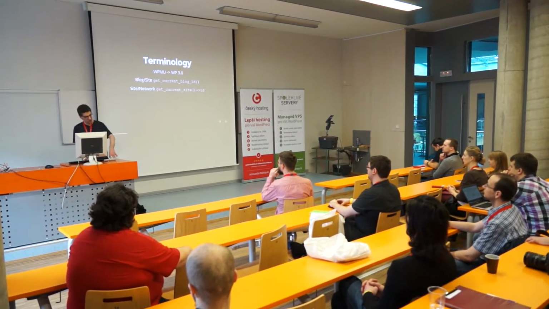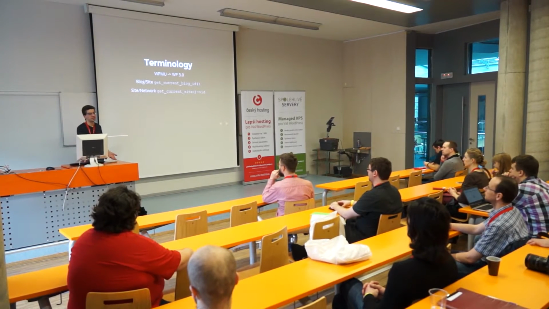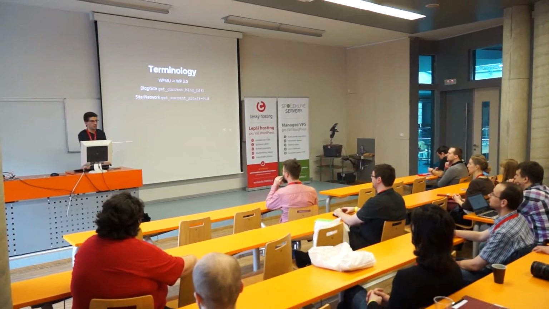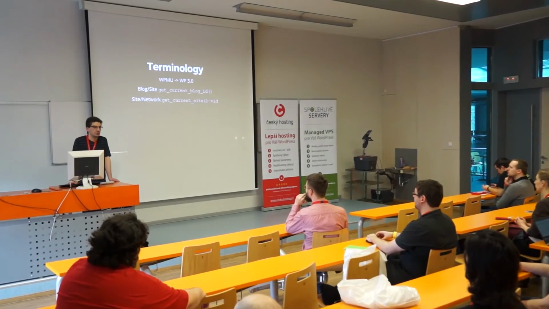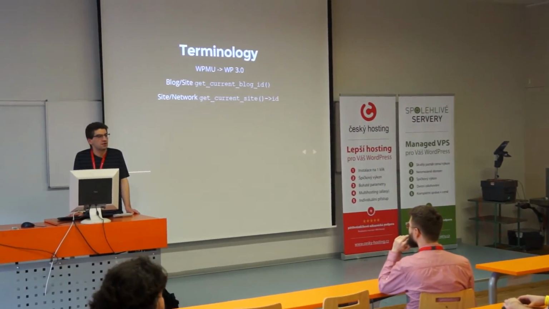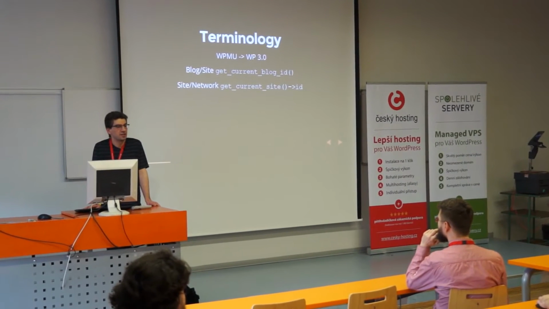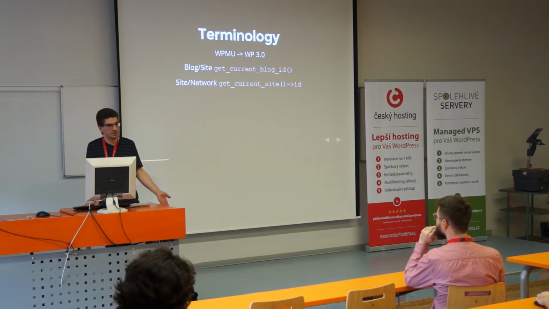One site, and what we today call a network. Each multi-site installation can contain many networks. WordPress.com is a good example. There are, I think, 60,000 multi-site installations, and millions of networks in these installations.